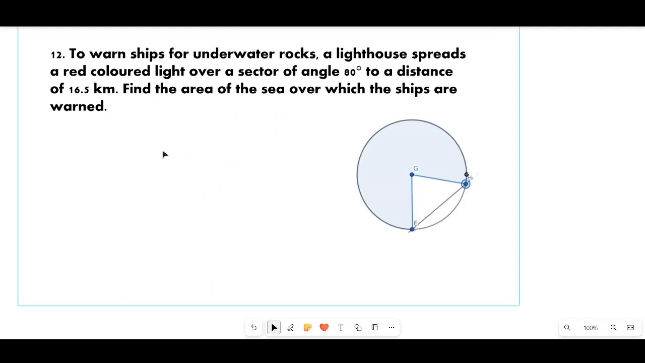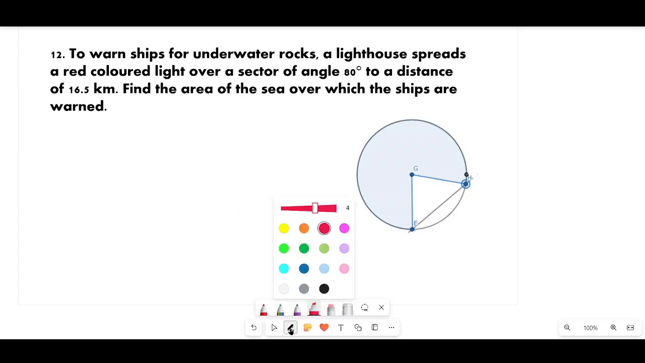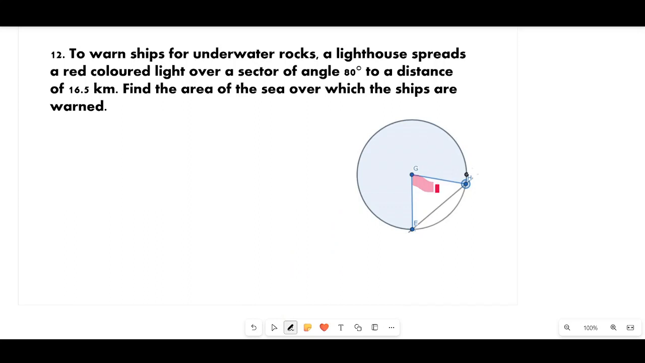Now the question is: to warn ships of underwater rocks, a lighthouse spreads a red color light over a sector of angle 80 degree to a distance of 16.5 kilometer. Find the area of the sea over which the ships are warned. Okay, that is the red color here, this portion.